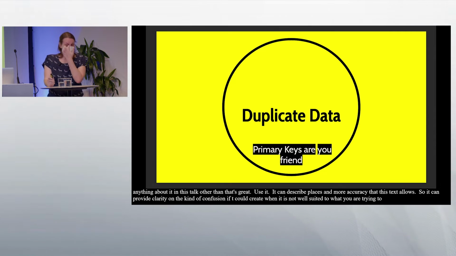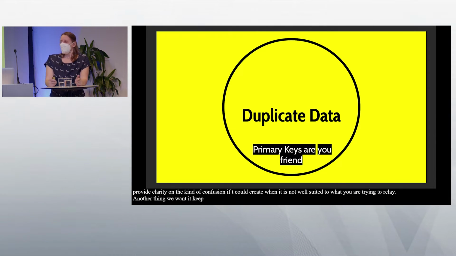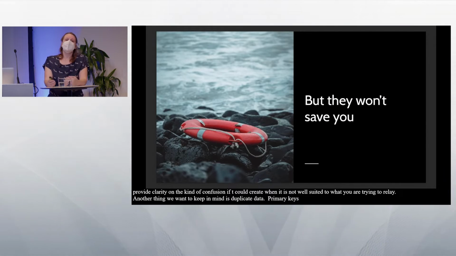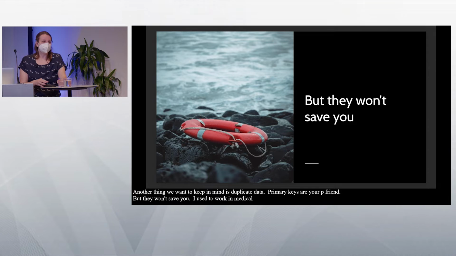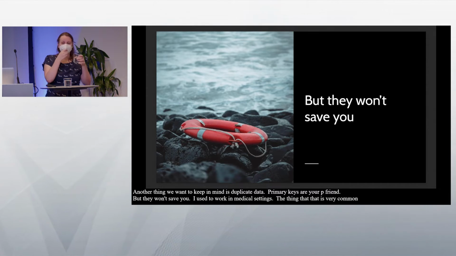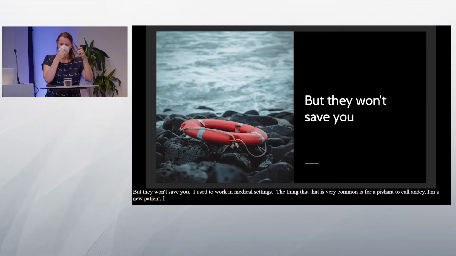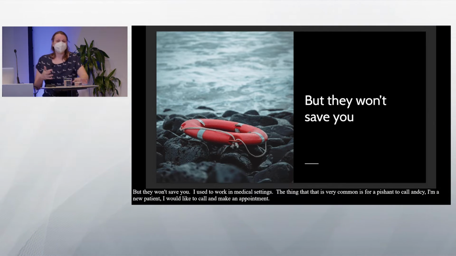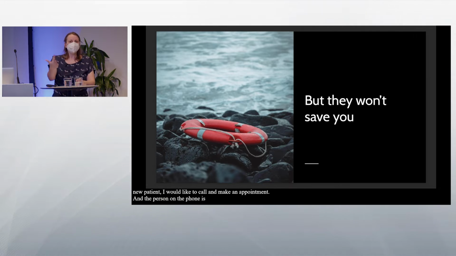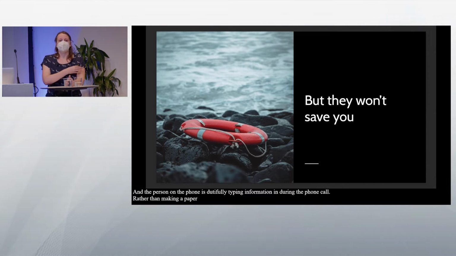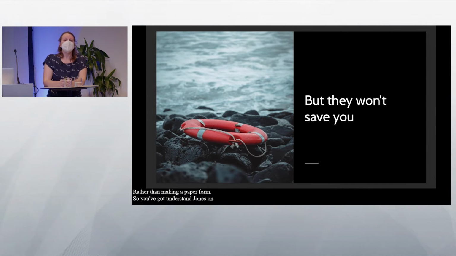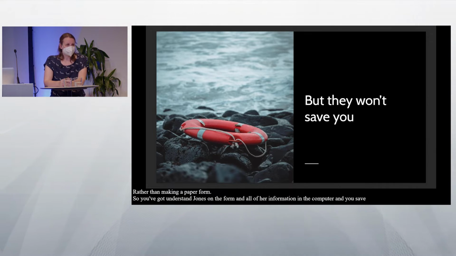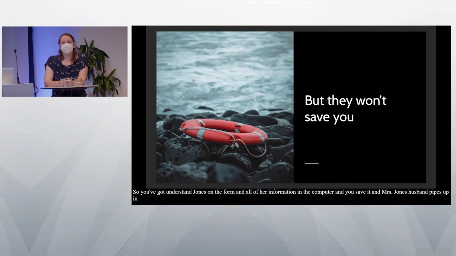Another thing we want to keep in mind is duplicate data. Primary keys, of course, are your friend, but they won't save you. I used to work in medical settings, and a thing that's very common is for a patient to call and say, I'm a new patient, I'd like to make an appointment. And the person on the phone is dutifully typing the information in during the phone call, rather than making a paper form. So you've got Mrs. Jones on the phone, and you've got all of her information in the computer, and you save it, and Mrs. Jones's husband pipes up in the background and says, you've already made that phone call. You're already in that doctor's system.